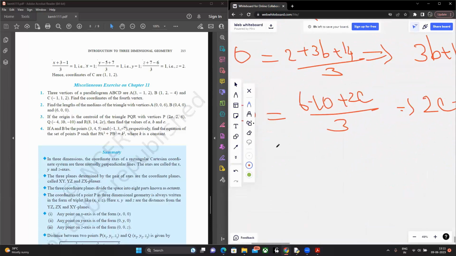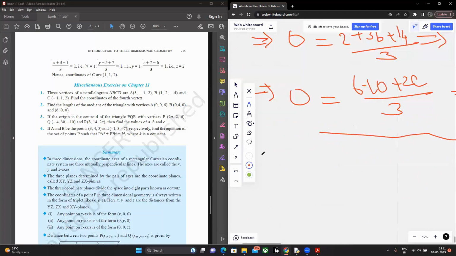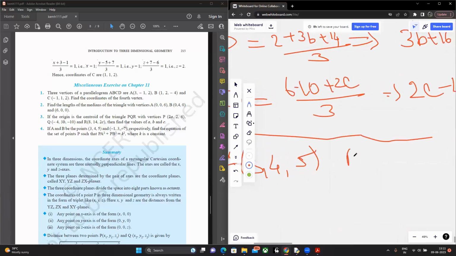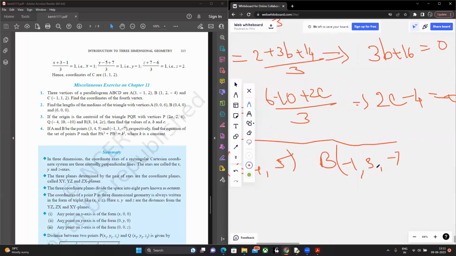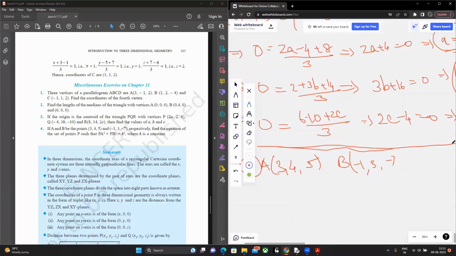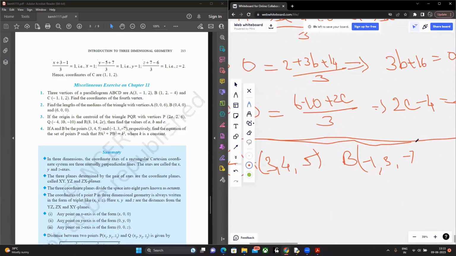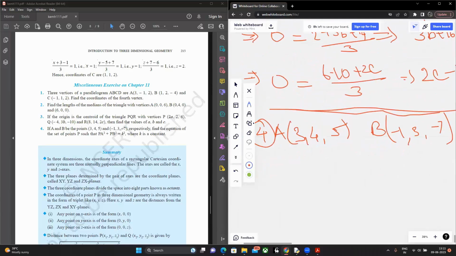Finally, the last question of this chapter. You have 2 points A and B. A is the point (3, 4, 5), and B is the point (-1, 3, -7). Find the equation of the set of points P such that PA squared plus PB squared is k squared, where k is a constant.